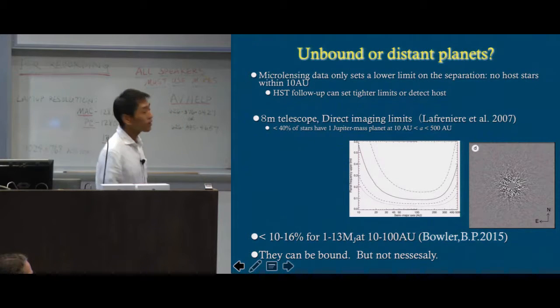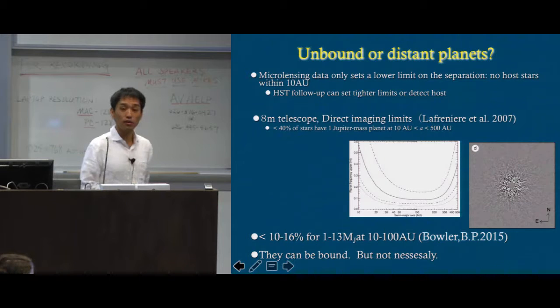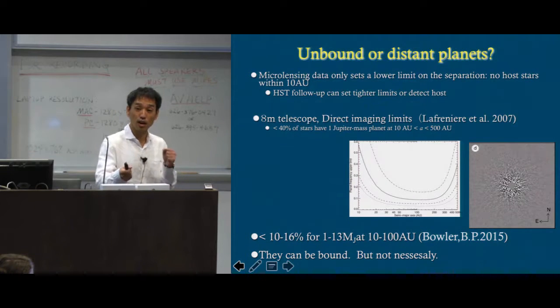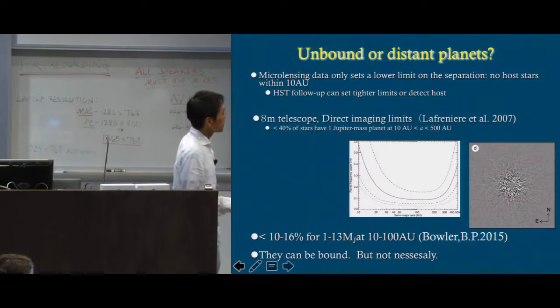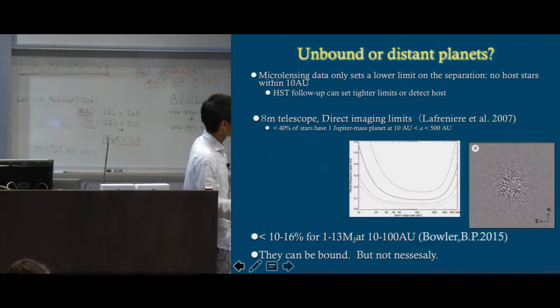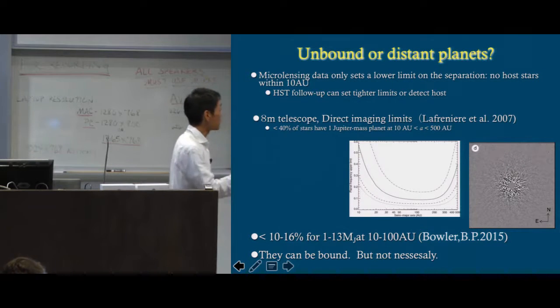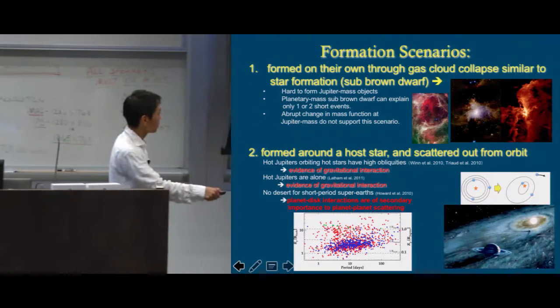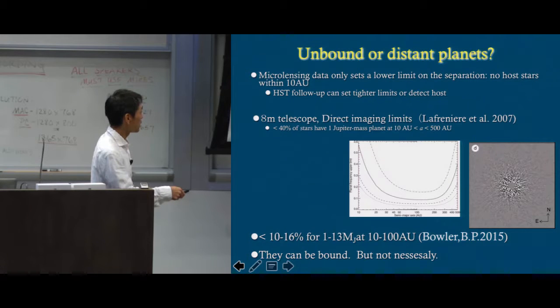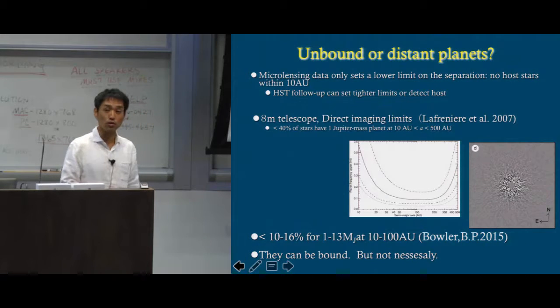So from the direct imaging, we have a constraint on the existence of wide-separation planets. And from Lafrenière, they set a strong upper limit on such objects between 10 to about 500 AU, about 40%. And in more recent measurements, these people have a constraint that such wide-separation planets can be less than 10% or 16% between 1 to 13 Jupiter mass, between 10 to 100 AU.